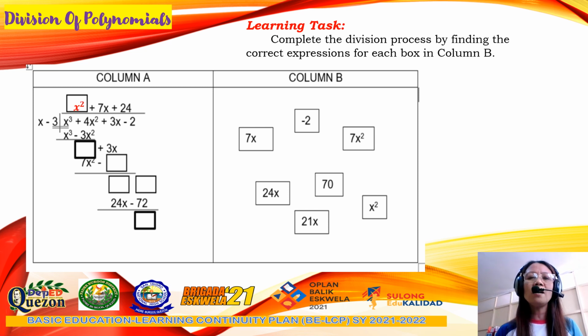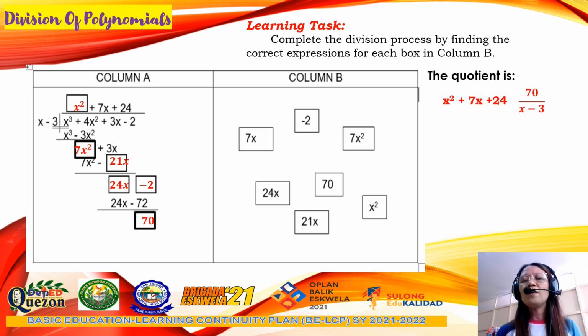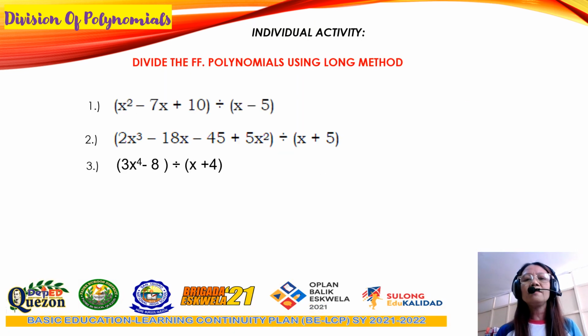For the first box, that is x squared. For the second box, that is 7x squared. For the third box, that is 21x. Yung kasunod is 24x. Next is -2. And the remainder is 70. So, ang kanyang final answer, the quotient is x squared plus 7x plus 24, remainder 70 over x minus 3.